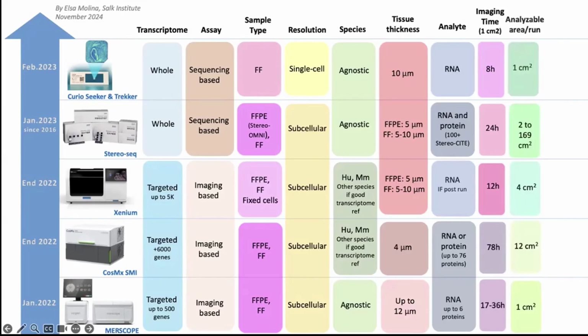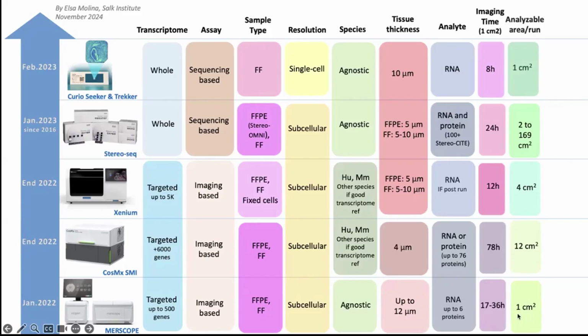And here I put the analyzable area per run. Basically for MERSCOPE, you can run only 1 slide per run, and 1 slide can contain only 1 square centimeter of tissue. So you can put many tissues as long as the total area is 1 square centimeter. Depending on whether you run some proteins or not, it can take up to 36 hours to analyze 1 square centimeter of tissue.